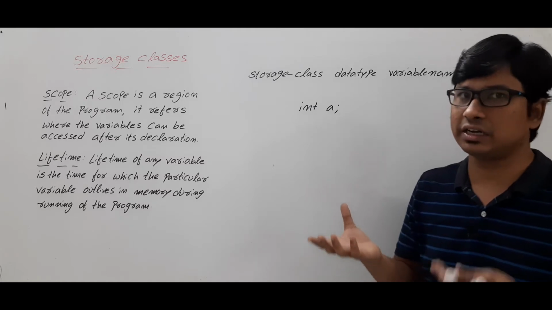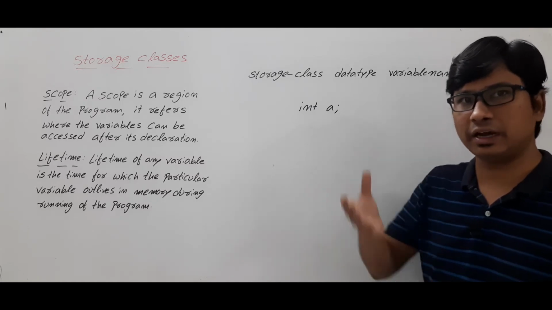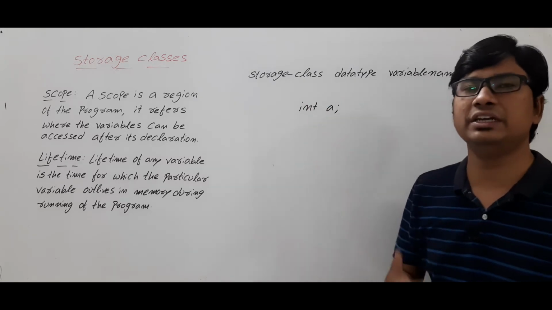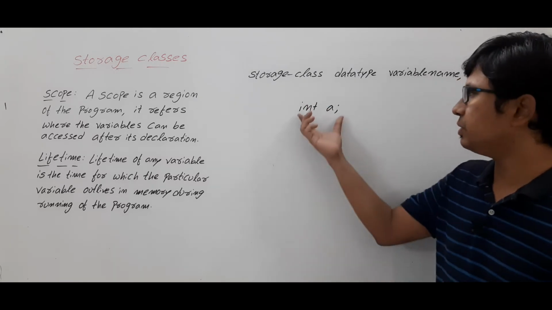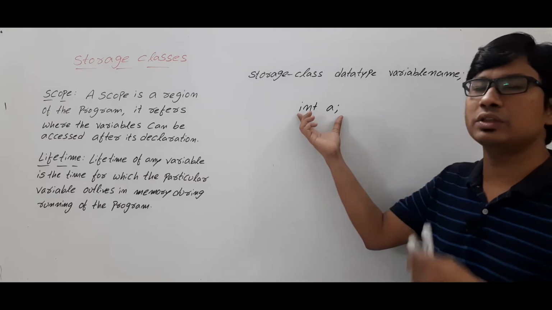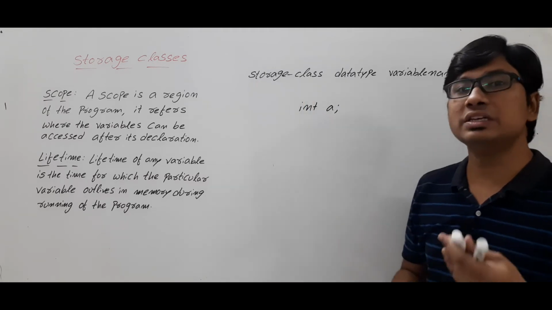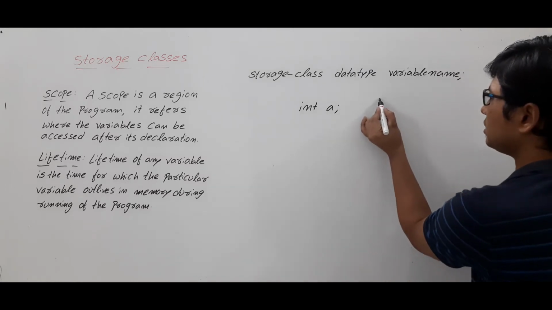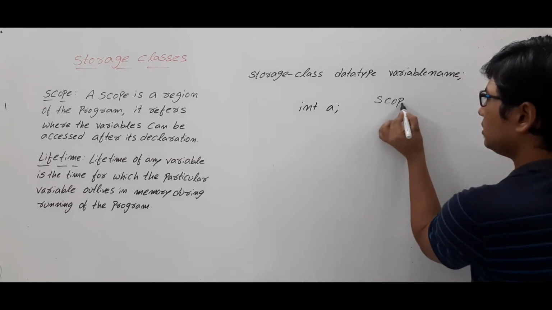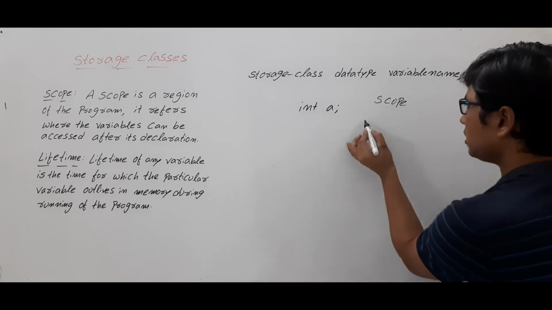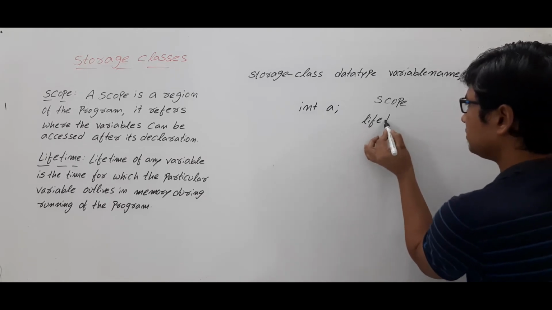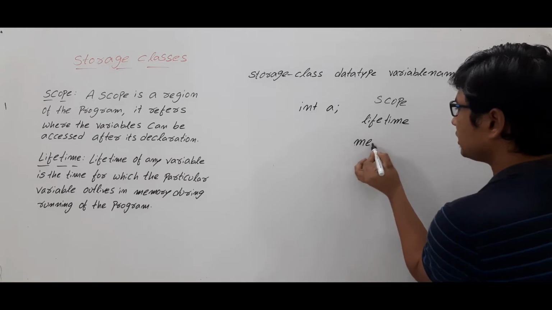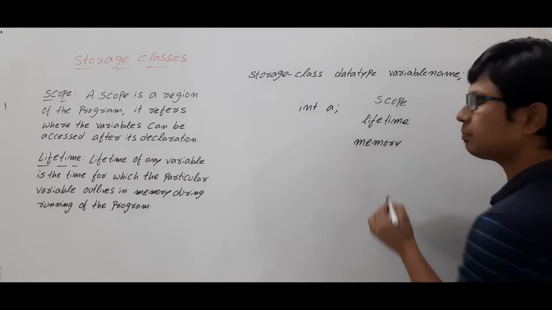Are you able to understand? Earlier, when I discussed data types, I explained in detail the range of short int, the range of int, and the range of long int. Based on that you can store the values. Now what will the storage class tell? The storage class will tell four things. One is the scope of the variable, another is the lifetime of the variable, and next is where it will be stored, in which memory it will be stored when the program is running.